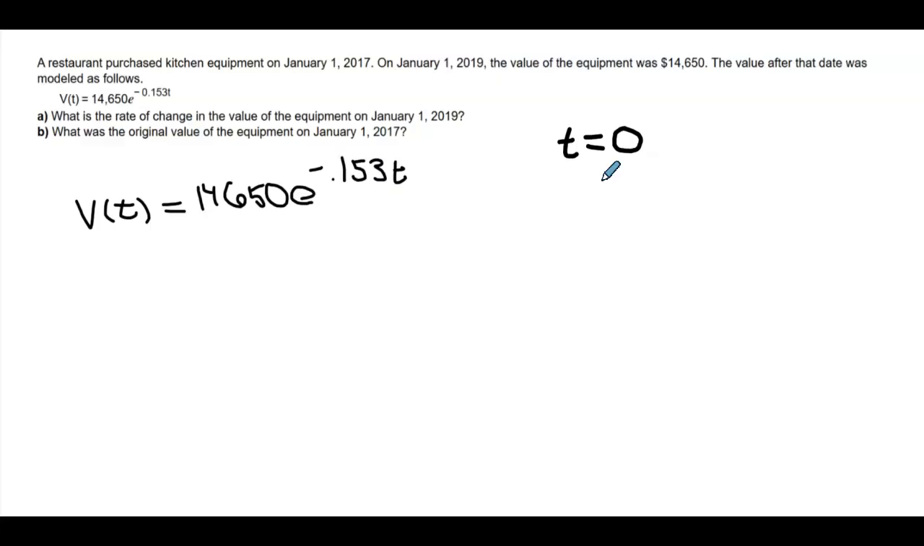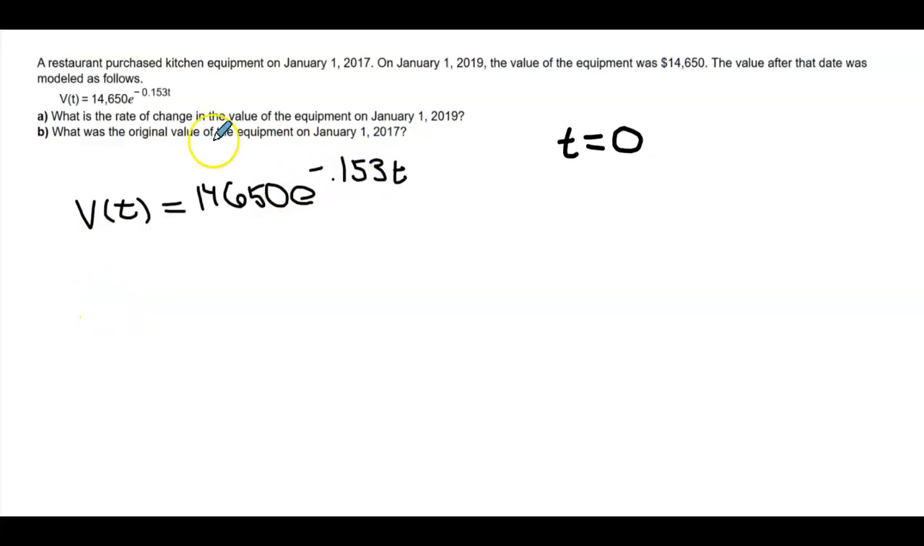Now they want us to find the rate of change, so immediately you should think derivative. The derivative is a function for the rate of change for any value of the input that we care about. We have this function that gives us the value of the kitchen equipment. If we get the derivative, it'll give us a means to find the rate of change in this value for any value of t, specifically t equals 0, because that's associated with January 1st, 2019.